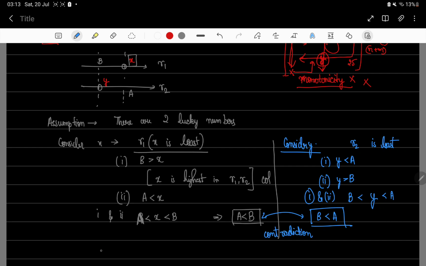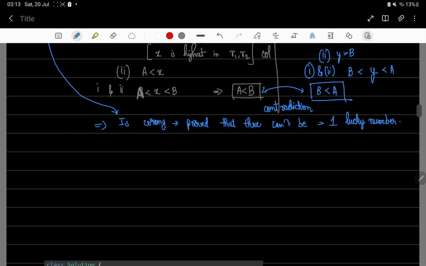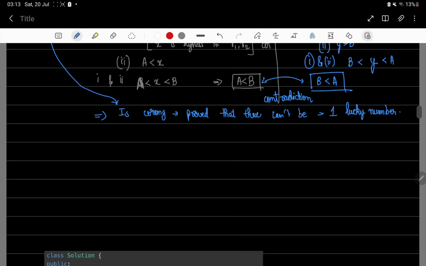So our assumption is wrong, which means we have proved that there can't be more than one lucky number. Now this is well and good, like this part I understood even in the editorial.